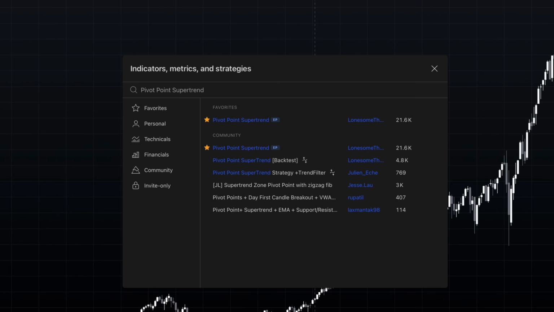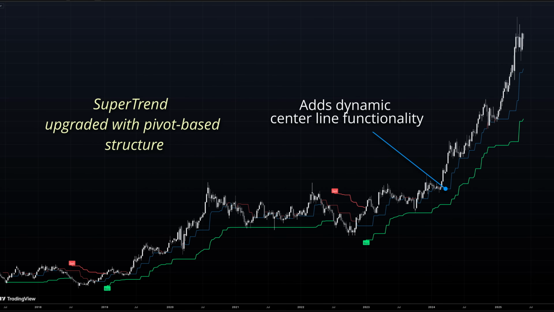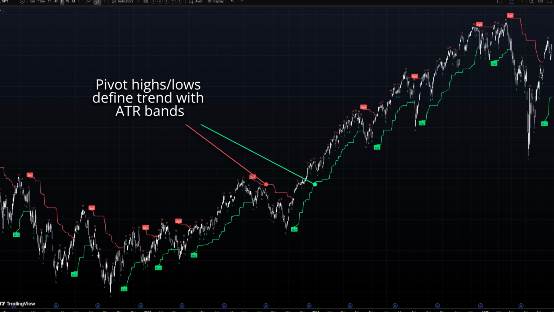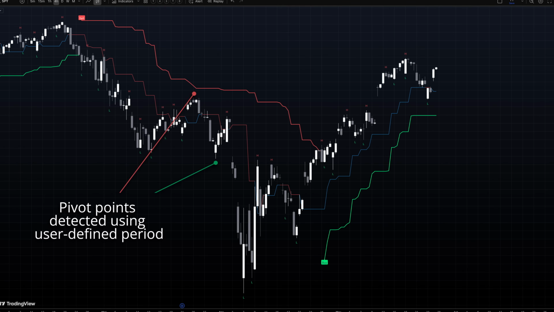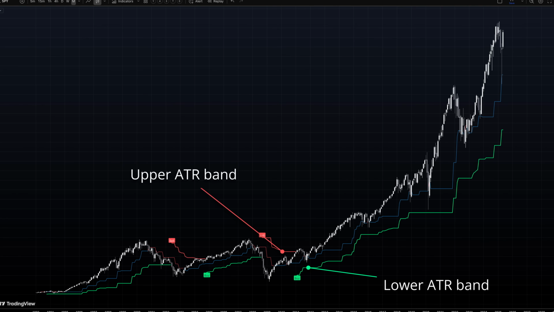Pivot Point Supertrend. Created by Lonesome the Blue, this Pine script indicator enhances the traditional supertrend by incorporating pivot point analysis for dynamic centerline calculation. Instead of relying on simple price averages, it determines trend direction using pivot highs and lows combined with ATR-based volatility bands. Pivot points are detected using a configurable period, and the centerline is calculated by weighting recent pivot values with historical data. This creates a more responsive, price-sensitive centerline that better reflects significant market levels and reduces false signals during consolidation. Upper and lower bands are plotted around the centerline.